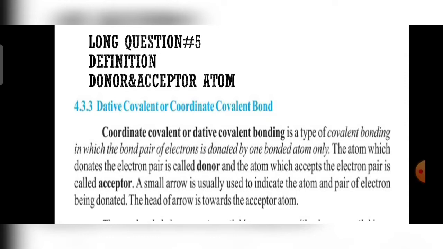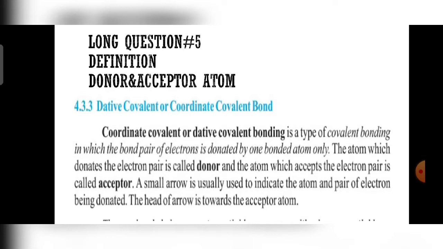We know that in ionic bonding, electron transfer takes place from one atom to another atom. In covalent bonding, mutual sharing of electrons takes place and a bond pair is formed. But in this type of bonding, the whole bond pair of electrons is supplied by one atom only. It means one atom donates electrons to the other atom. This type of bonding is called coordinate covalent bond or dative covalent bond.